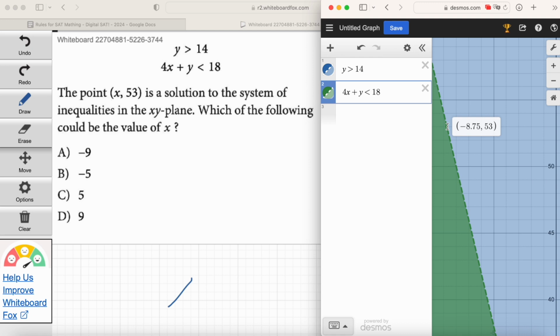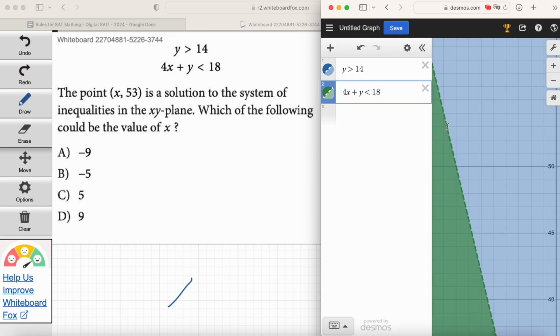We know that at that point, x needs to be something less than -8.75. Does that make sense? Yes, because it has to be whatever's inside the region to the left, right? Yeah. So it could be anything less than -8.75. That's enough to get us the answer. What's the right answer here?